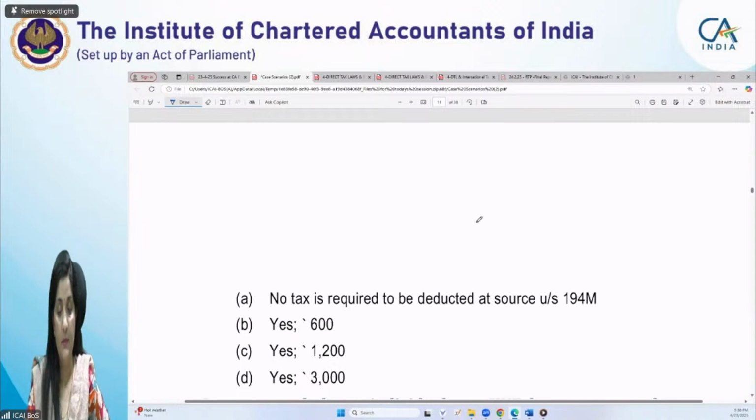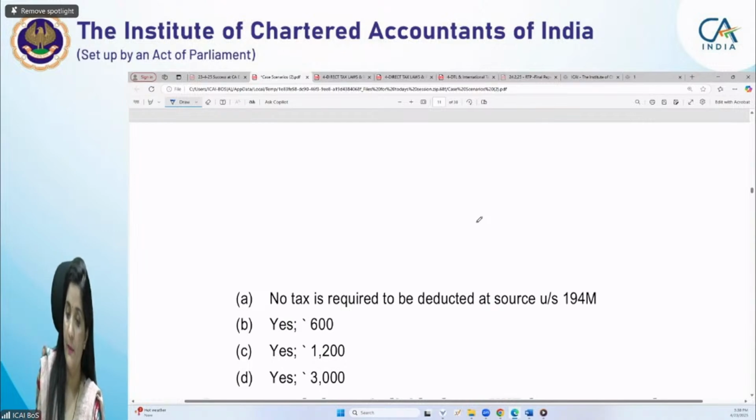In Nitin's case, Nitin is taking the services from Mr. Badri. Whether 194M will be applicable for that 60,000 rupees. 40,000, may be, you know? No. Yes. The reason? Anshul, what is the reason? These are very simple provisions. Yes, does not exceed the 50 lakh limit.